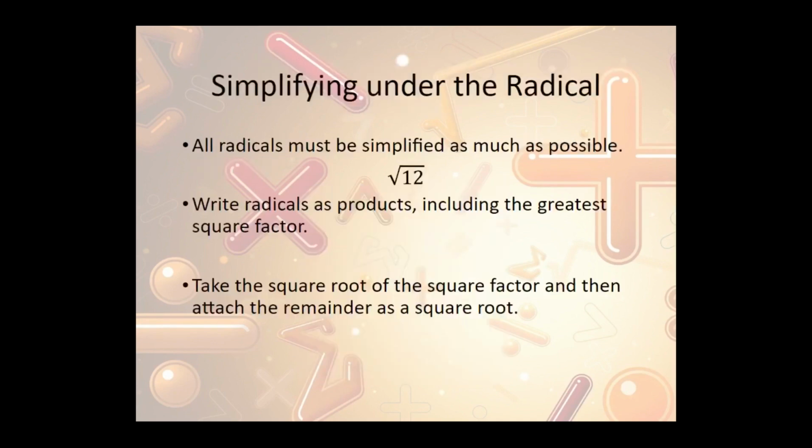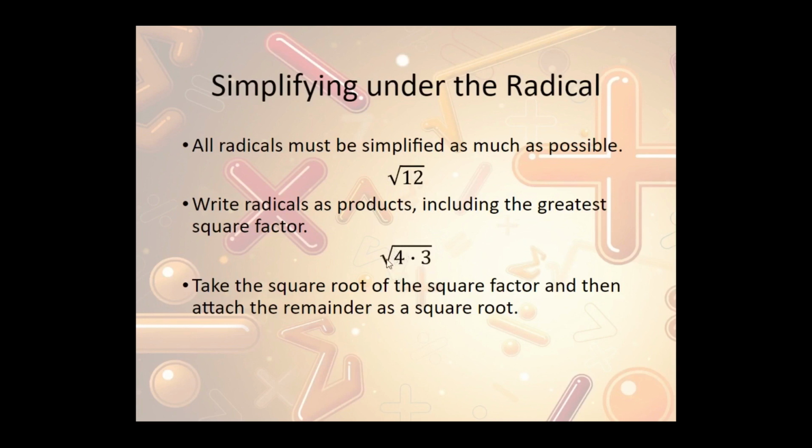Okay, just a reminder, you need to simplify under the radical all the time. So let's say you end up with the square root of 12. You always need to simplify it as much as possible. The way you do that is you try to find the greatest square factor. So we think about the factors of 12, which are 1, 2, 3, 4, 6, and 12. We want to pick out which ones are perfect squares. We know that 1 and 4 are perfect squares, but we only want the biggest one, so 4 is the biggest perfect square. So that's really 4 times 3.